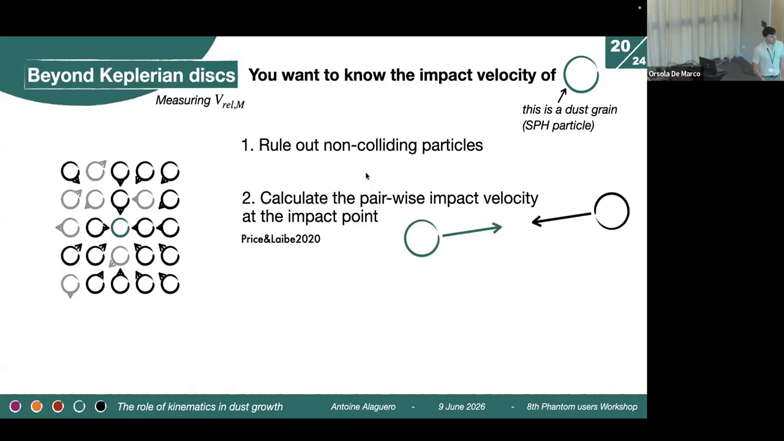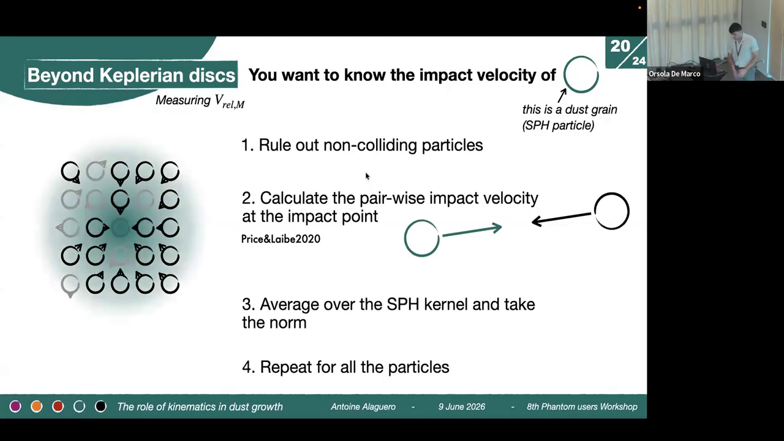Then you calculate the pairwise impact velocity, but not using the velocities that are contained in the simulations. You extrapolate those velocities to have the velocity at the impact point. And then you repeat that for all the particles in the kernel, and you average over that kernel to have a metric of the relative velocity around, well, as a continuous scale in your simulation.